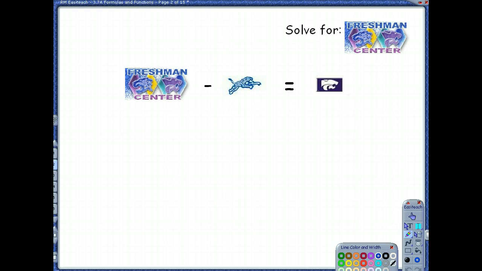Notice that I have here that the freshman center minus the Jaguars would only be the Wildcats. Well, if I wanted to solve for the freshman center, I wanted to get the freshman center by itself. I need to look at what's on the same side as the freshman center. Right now it's this Jaguars. The operation that's being done right now is that I'm subtracting Jaguars. So in order to undo that, I need to add, because addition and subtraction are opposite operations. So I need to add a Jaguar to both sides, not just to one side, but to both sides of my equal sign.